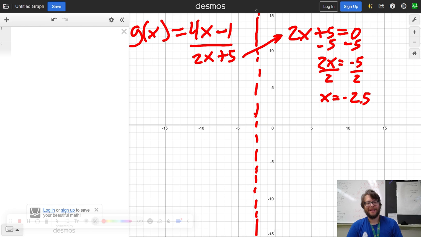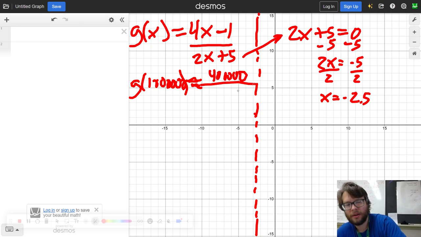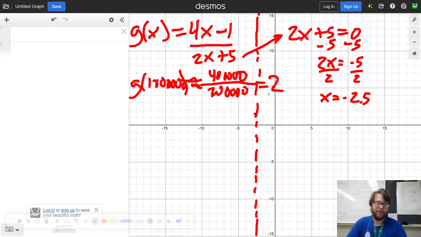Then let's think about plugging in really big numbers. If I plug in g of 1,000,000, let's pretend I got 6 zeros there, I'm just going to approximate: it's basically 4 million over 2 million. Really, it's 3,999,999 over 2,000,005. But it's pretty much 4 million over 2 million. 4 million divided by 2 million is 2. And if I plug in a billion, it's practically 4 billion over 2 billion, etc. The minus 1 and the 5 are negligible. You don't need to worry about them.